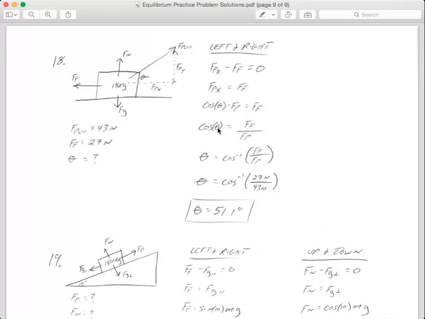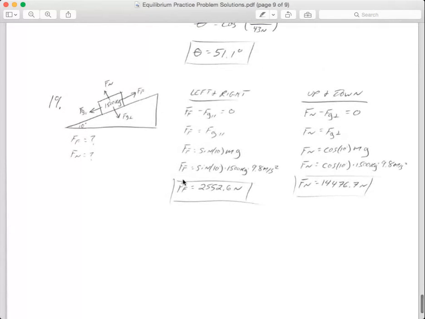But I don't want the cosine of the angle. I want the angle itself. So how do I get rid of a cosine? You do the inverse cosine. You can't divide a cosine. You can't multiply. You do the inverse. So that's why this is cosine to the minus 1 of friction and force of pull divided by each other. So theta equals the inverse cosine of force of friction, which is given at 27, over the force of pull, which is given at 43 newtons. And when I plug that into my calculator, I get 51.1 degrees.